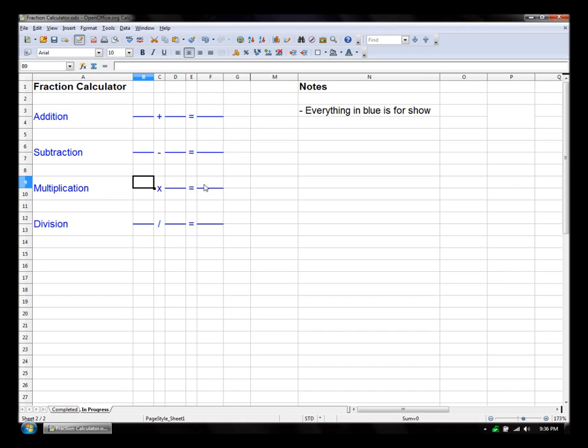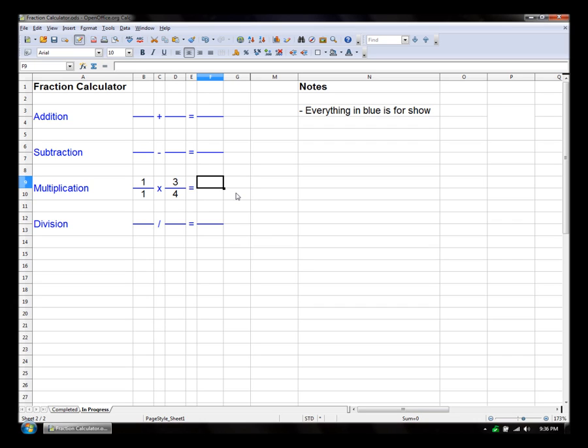I'm going to start out with multiplication first because it's the easiest for fractions. So let's put in some numbers here. Let's put in some easy ones. 1 over 1 times 3 over 4. So we know what the answer should be. That's 1 times 0.75. It should just be 0.75.